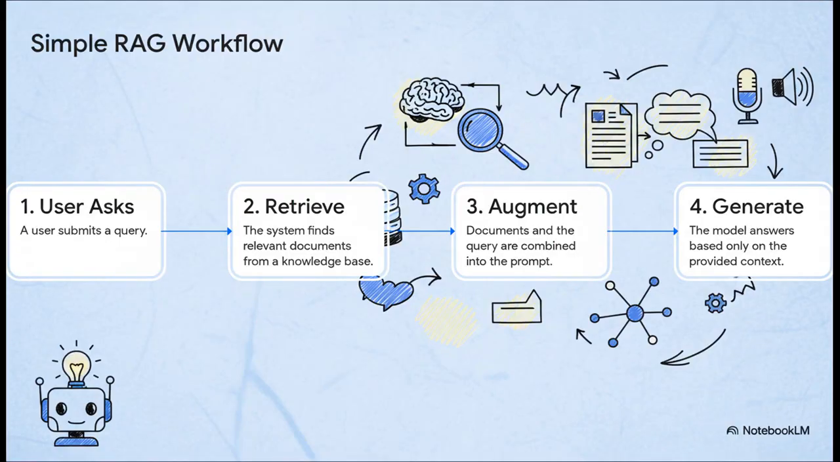And here's how it works in 4 easy steps. 1. A user asks a question. 2. Your system instantly goes and finds relevant documents, say from your company's internal wiki. 3. It bundles those documents together with the original question. And 4. It hands that whole package to the model and says, hey, answer this question using only the information I just gave you. This one technique drastically cuts down on those pesky hallucinations.